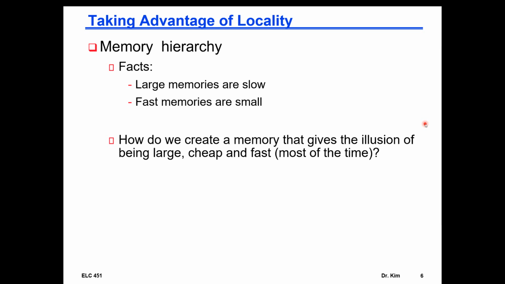And fast memories are small. On the other end, on the electronic side, even if you confine your discussion to the electronic memories, smaller memories are going to be faster. Why? Because you're going to have shorter connection lines, smaller transistors, smaller capacitances, and it's all about the RC delays. So smaller conduction lines, smaller resistance, smaller devices, smaller capacitances, smaller R's, smaller C's, smaller RC's, smaller delays.